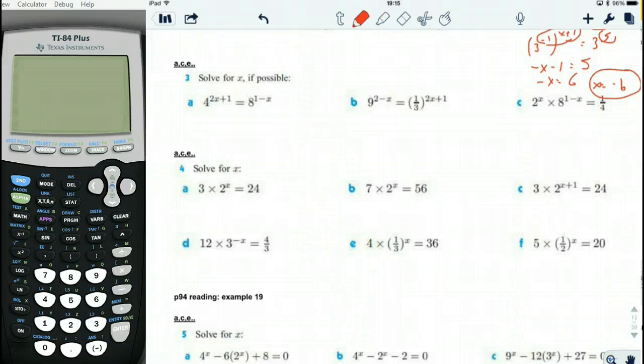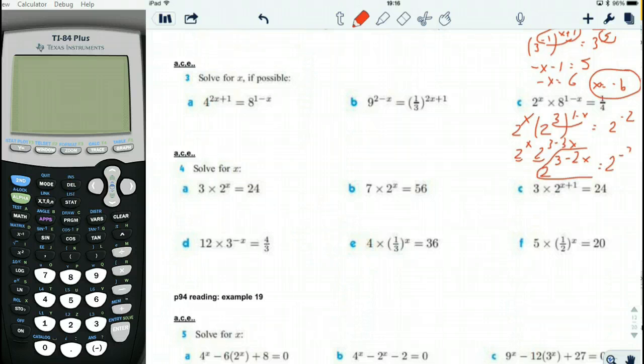Let's see this one. 2 to the x times 8 to the 1 minus x equals 1/4. Let's put everything in terms of base 2. So this would be 2 to the x, and then here we have 2 cubed, because 8 is 2 cubed, to the 1 minus x equals 2 to the -2, because it's 4 inverted. Now when we have an exponent of an exponent, we can multiply them together, so that would give us 2 to the 3 minus 3x. And then when we have two terms with the same base, we add the exponents together, so that would be 3 minus 3x plus x. So that would be 2 to the 3 minus 2x.